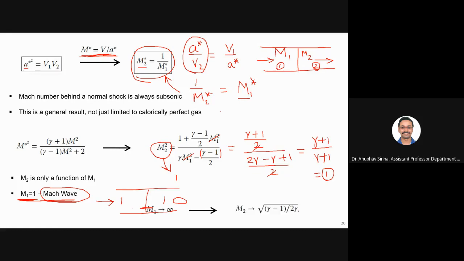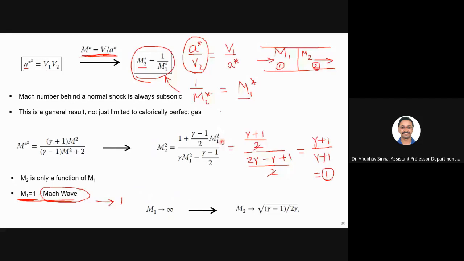So another interesting thing to observe is that if, let us say, M1 approaches infinity, then what will happen? If you look at this equation, let's say that M1 approaches infinity, so this will be infinity, this will be infinity. So other terms are anyway negligible, I will not consider this.